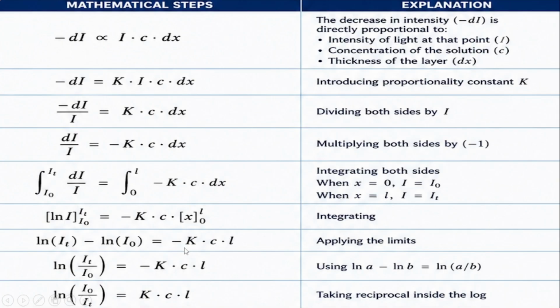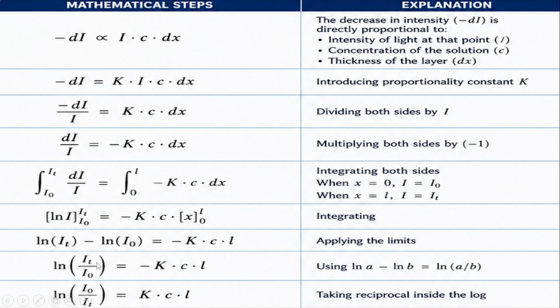Next, we follow a mathematical rule, that is ln A minus ln B equals ln A divided by B. So here ln IT minus ln I0 is nothing but ln IT divided by I0. That equals minus k times c times L. If we want to remove this minus or negative sign, we just need to take the reciprocal.